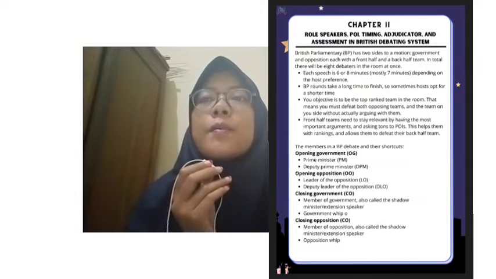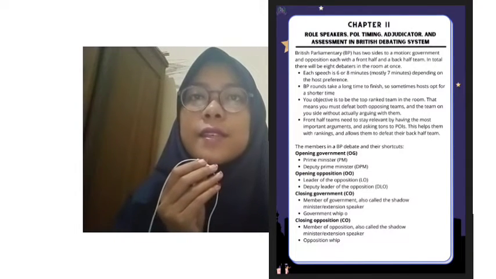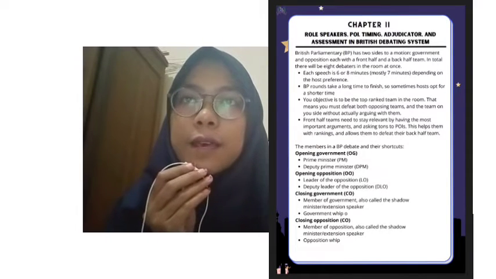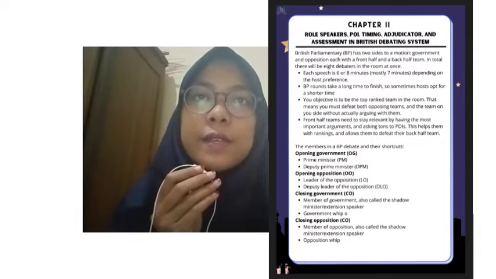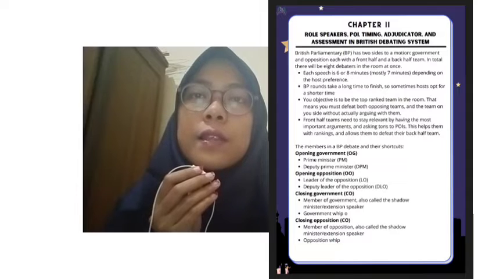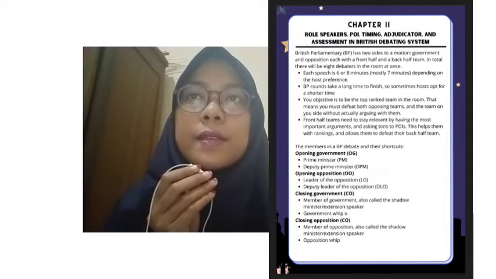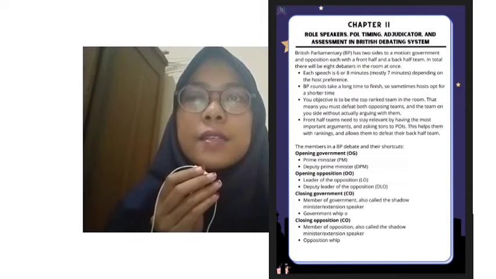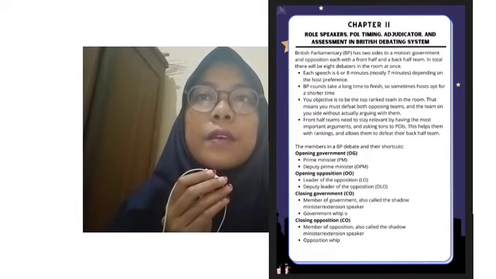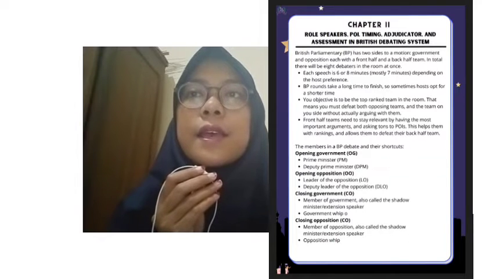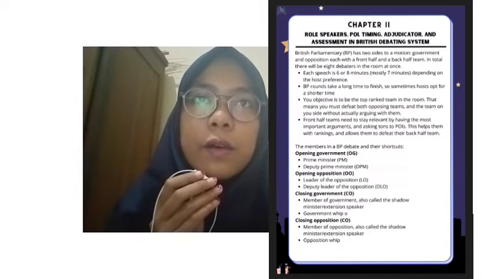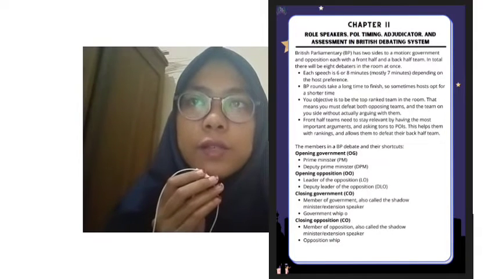A320200176. British Parliamentary has two sides to a motion, government and opposition, each with a front half and a back half team. In total, there will be 8 debaters in the room at once. Each speech is 6 or 8 minutes, mostly 7 minutes, depending on the House preference. BP rounds take a long time to finish, so sometimes hosts opt for a shorter time.